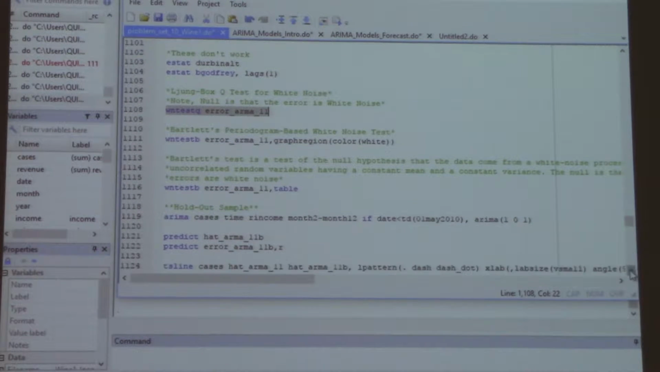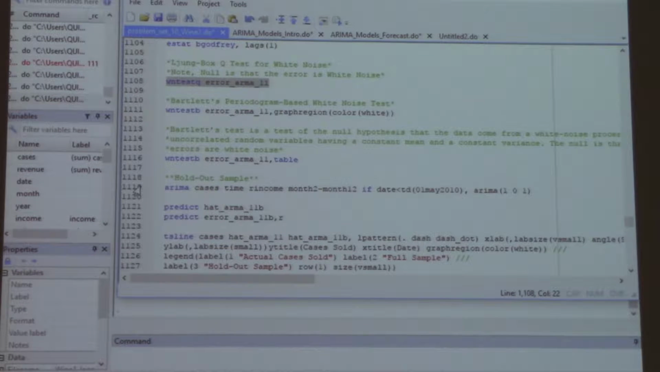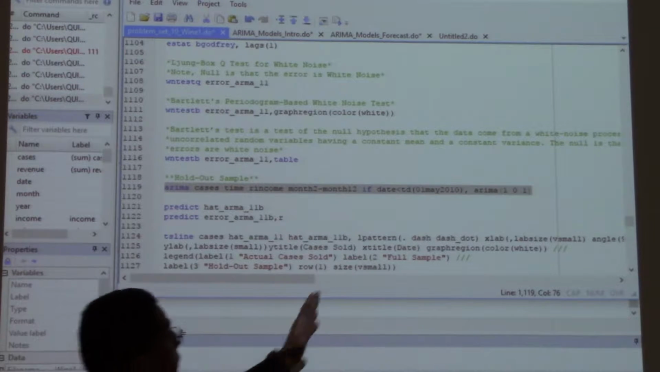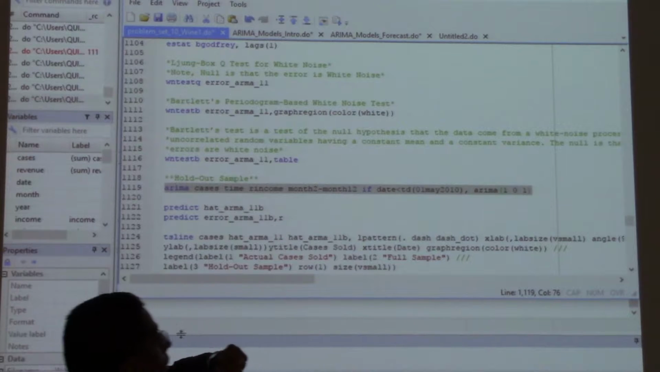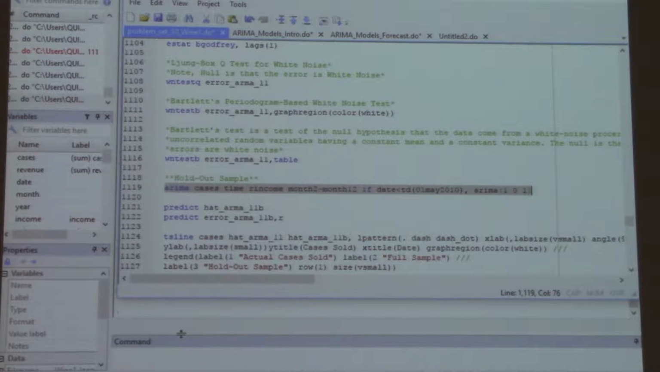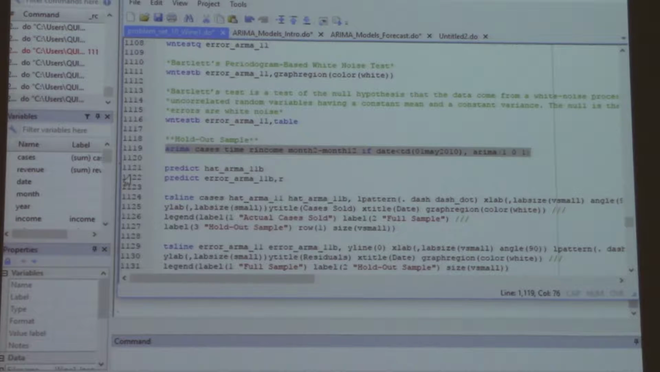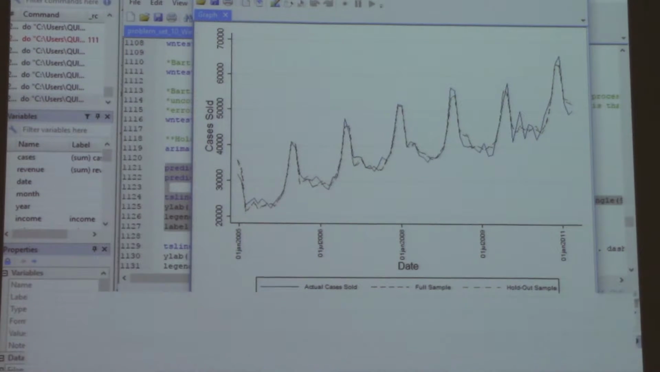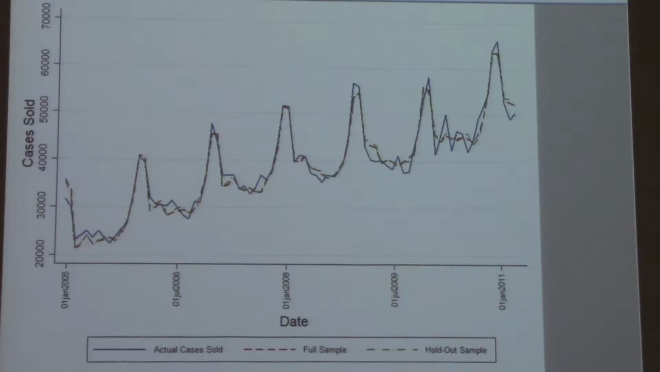All right. So let's do a holdout sample. Again, notice I'm only using the data prior to May 1st, 2010. Remember, we're still going to get a pretty decent prediction. It's not a true dynamic prediction. All right, so the fit's pretty good, you know that.